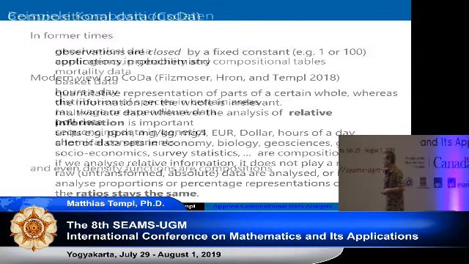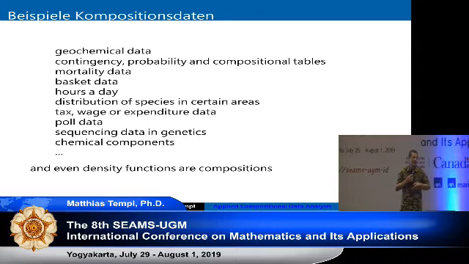So we have a lot of different kinds of composition data in different research fields, like in geochemistry, but also contingency tables. Probability tables are compositional because they sum up, probability cells sum up to 1. Mortality data, basket data, hours of a day, distribution of species in a certain region, tax, wage, or expenditure data, poll data are compositional data, sequencing data and genetics, chemical components, and even density functions are compositional because the integral over the density function is 1.